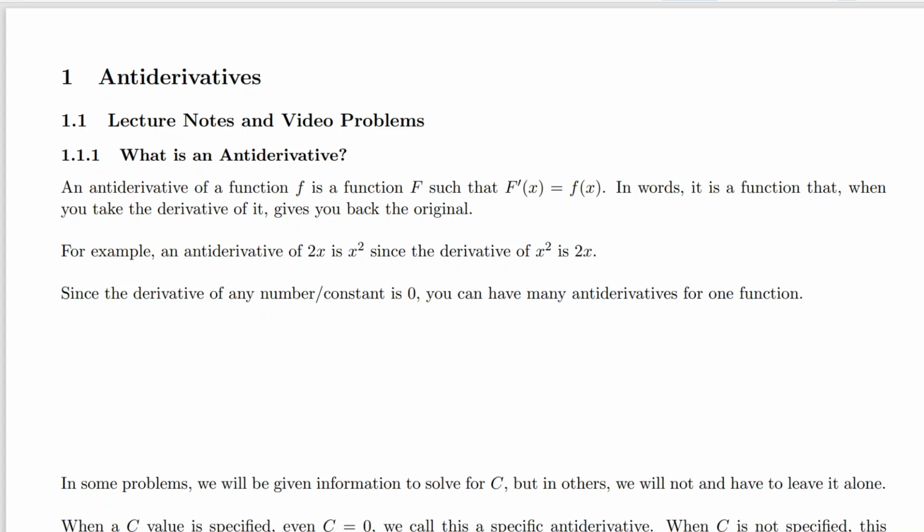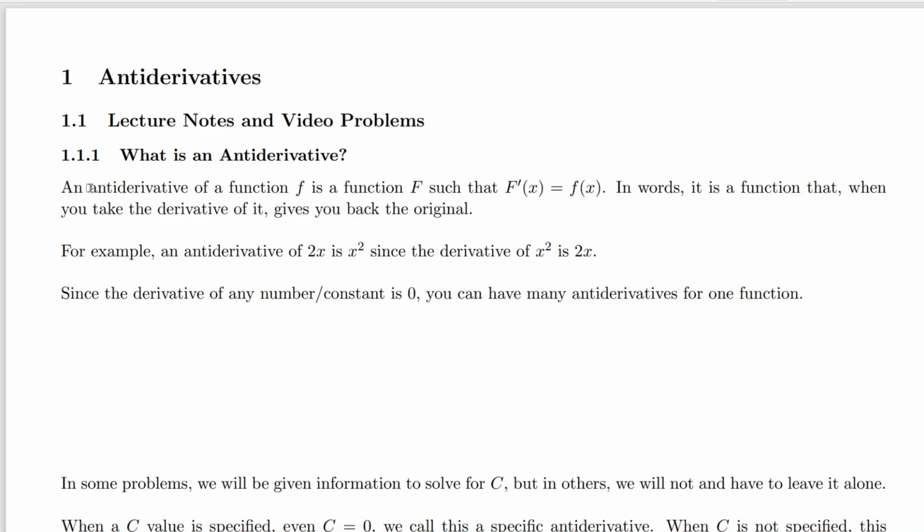Welcome back, everyone. In this video, we will begin discussing antiderivatives. Now, what exactly is an antiderivative? Well, it probably sounds exactly like how I'm going to describe it. It is the opposite of a derivative. Now, when you formalize it, it does seem kind of weird at first.